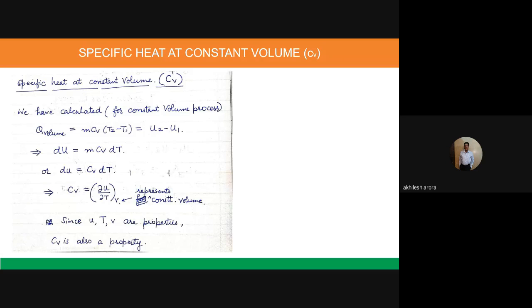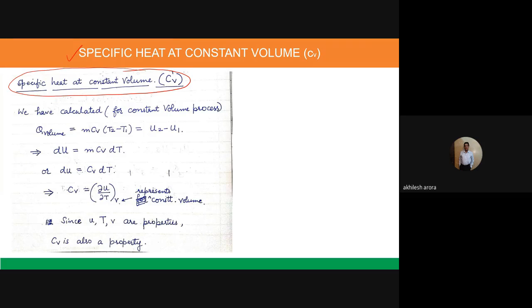So now I am starting with a new topic, that is specific heat at constant volume. This you know already also. Specific heat is already known to you. It is the amount of heat required to raise the temperature of a unit mass of a substance through 1 degree Celsius or Kelvin, whatever units you are considering. And when we consider this value at constant volume, meaning when this heat is supplied at constant volume, then it is specific heat at constant volume, and it is denoted by CV.